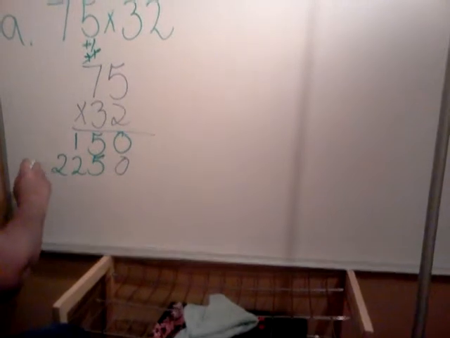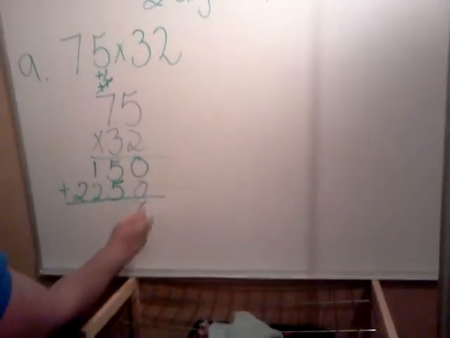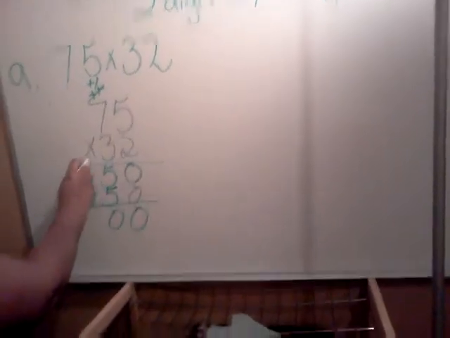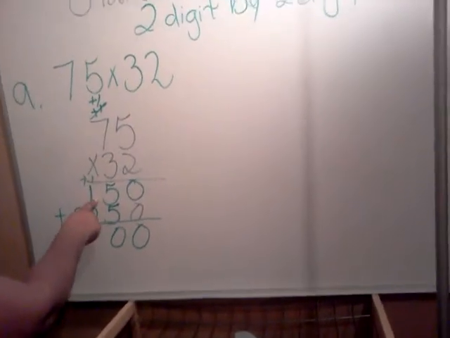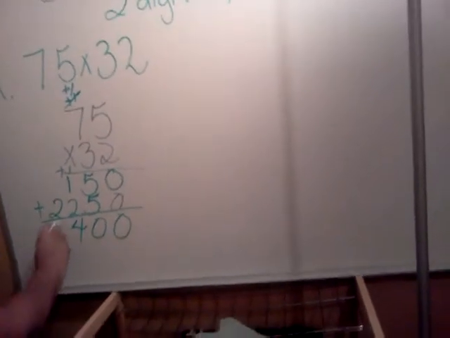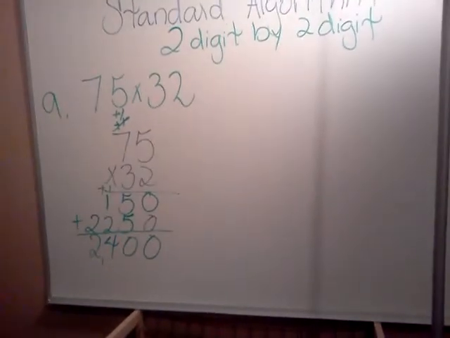We're going to add our two products together. 0 plus 0 is 0. 5 plus 5 is 10, put down the 0, regroup the 1. 1 plus 1 is 2, plus 2 is 4, and 0 plus 2 is 2. Our final answer is 2,400.